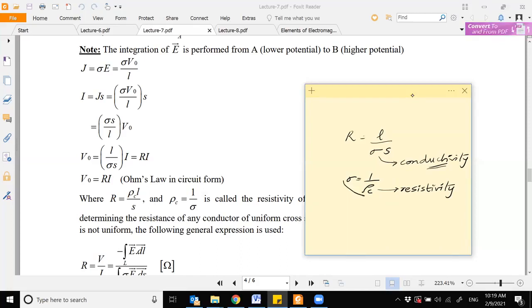So in terms of conductivity, it is L over sigma S, or in terms of resistivity, it is rho C L over S. And this expression is not new to you. Remember, this is the expression of the resistance of a wire of length L with a uniform cross section. R is equal to rho C L over S. So this is the resistance. And therefore, we end up getting Ohm's law.